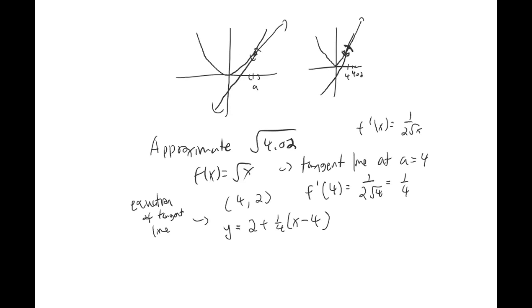Okay, and then you just plug it in. Plug in 4.02. That's the last thing you do. Whatever answer you get is approximately, not equal to, square root of 4.02. We're approximating, right? I think on your homework, it asked for square root of 0.98? Can someone tell me what number you have on your homework?